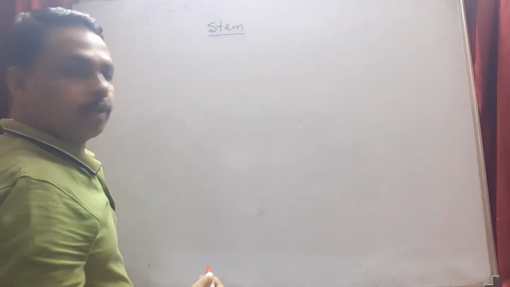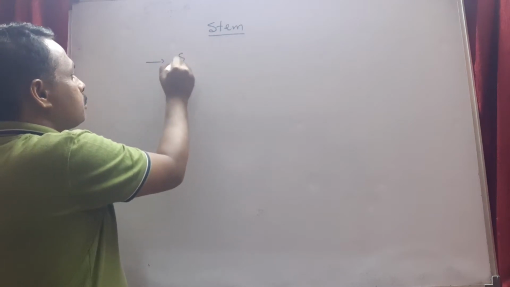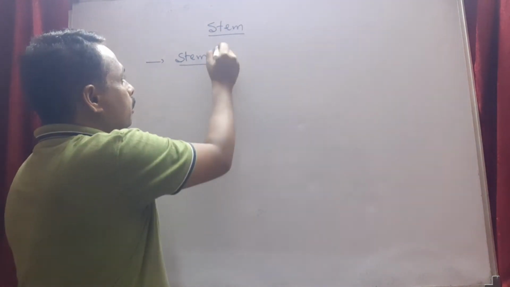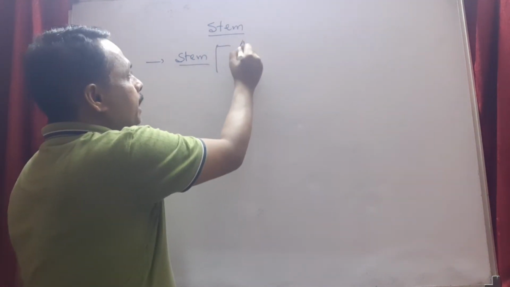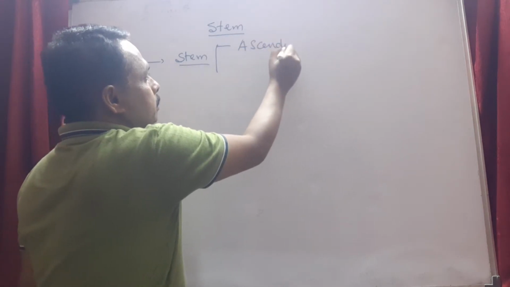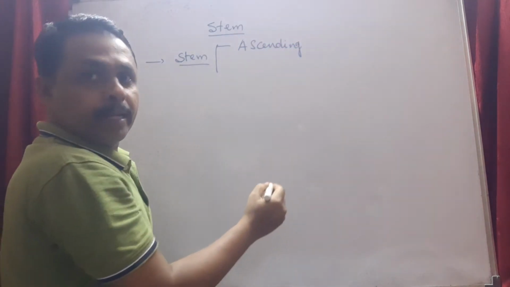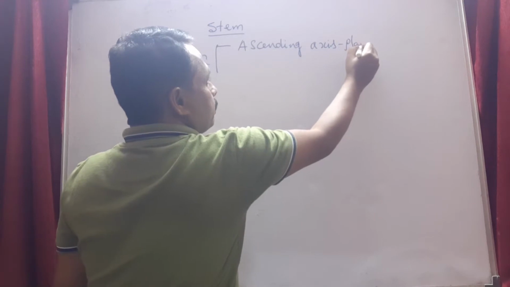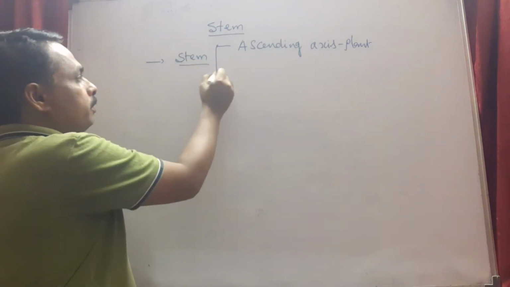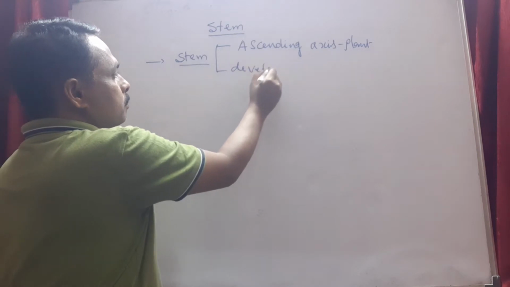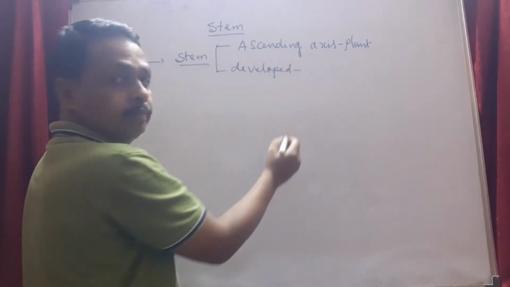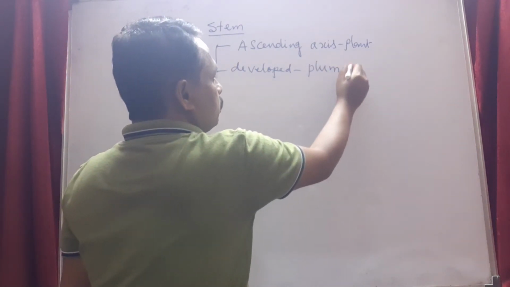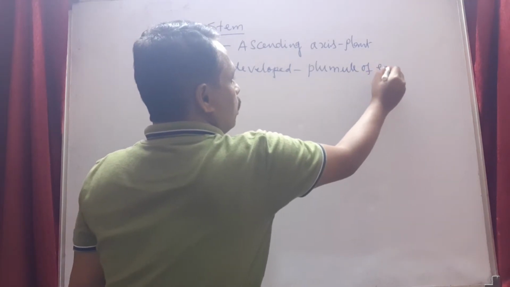Stem is the ascending axis of the plant, which is developed from the plumule of the embryo.